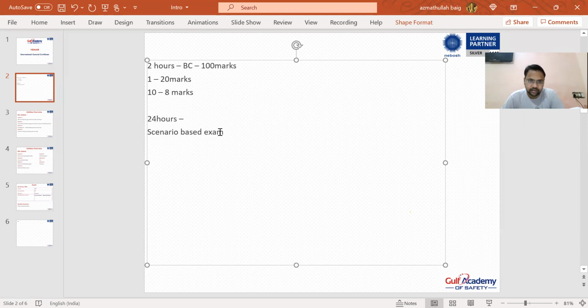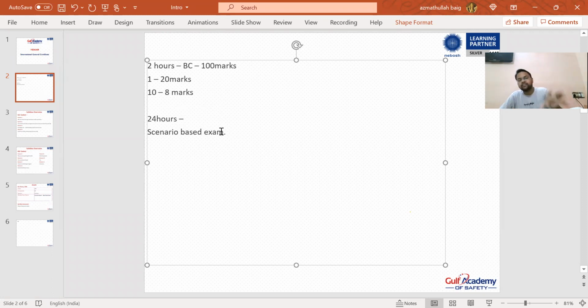Scenario based examination means that a particular organization's description will be given to you. A case study will be given to you. First of all, you should understand the whole scenario: how the organization works, how many people are there, what activities are carried out, what the accidents are, what the hazards are.